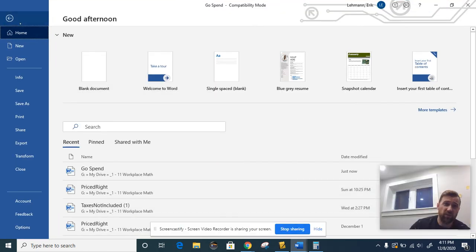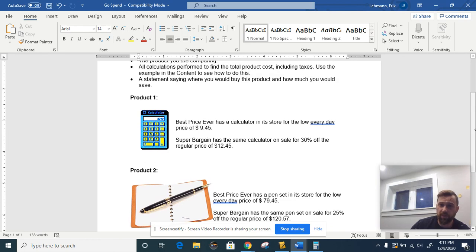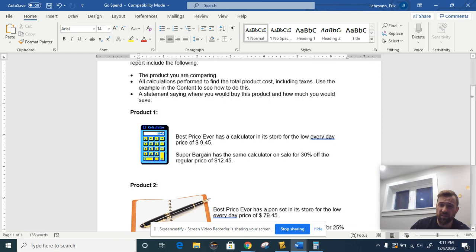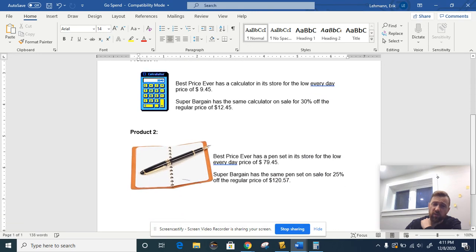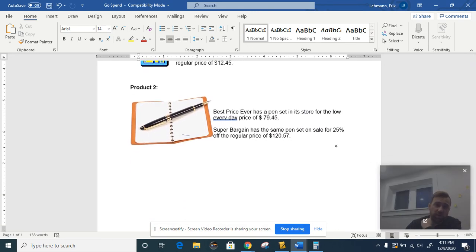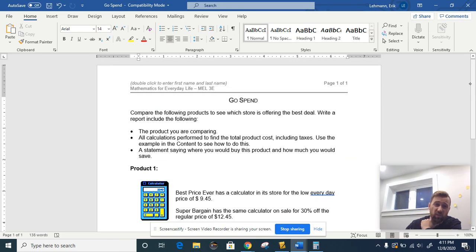The other thing that you're going to have is this Go Spend assignment to do. And this Go Spend assignment is right here. This is the assignment that is assigned. It's in the content. And you are comparing the prices of a calculator at Best Price Ever is the one store and Super Bargain is the other. And then you are comparing a pen set at the two stores as well. So you're going to do the same comparison. You do two discounted prices. You're going to tell me which one is better. And then I believe it asks you to have a statement saying where you would buy this product and how much you would save. So you would tell me specifically how much you would save.